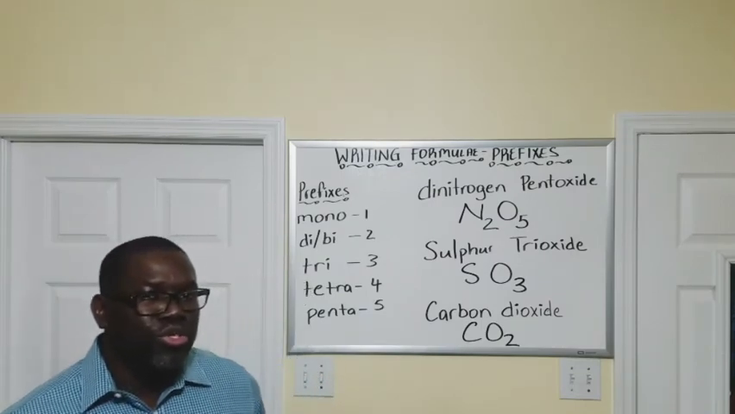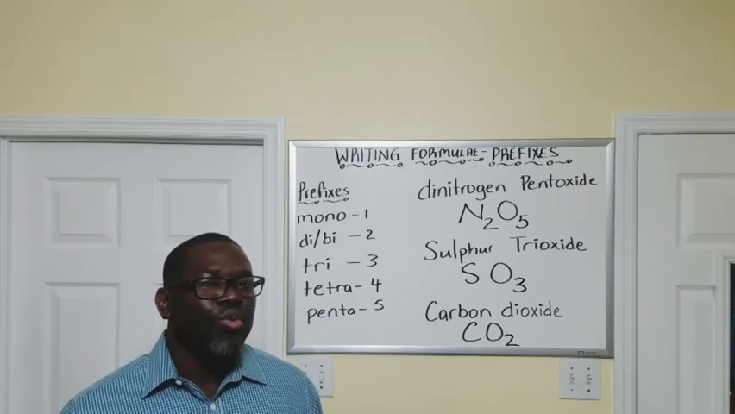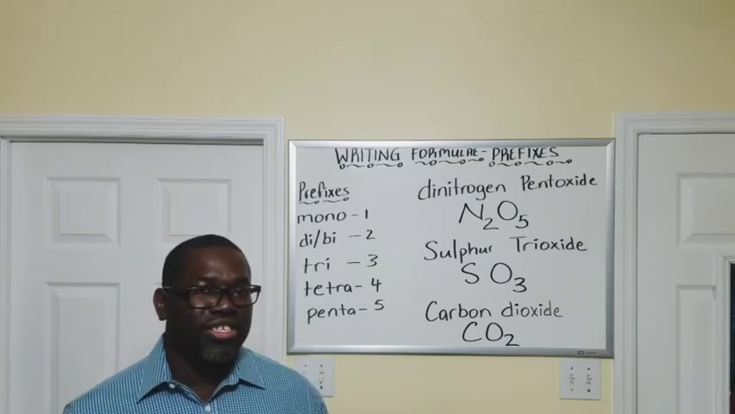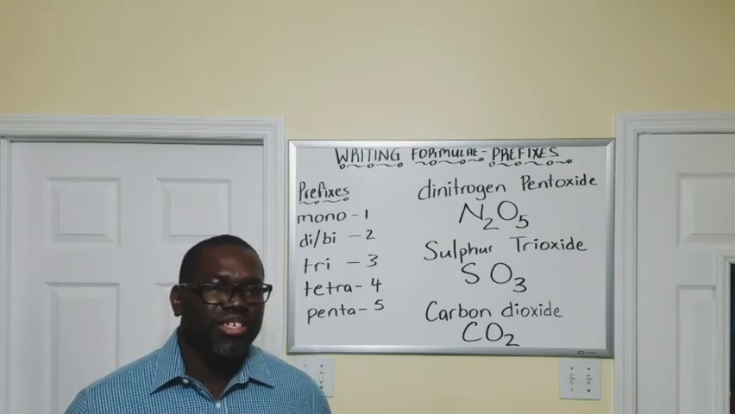That's how you use prefixes to write the formula for species. First thing, you identify the elements present. Second thing, you use the prefixes to determine the number of each of those elements present.